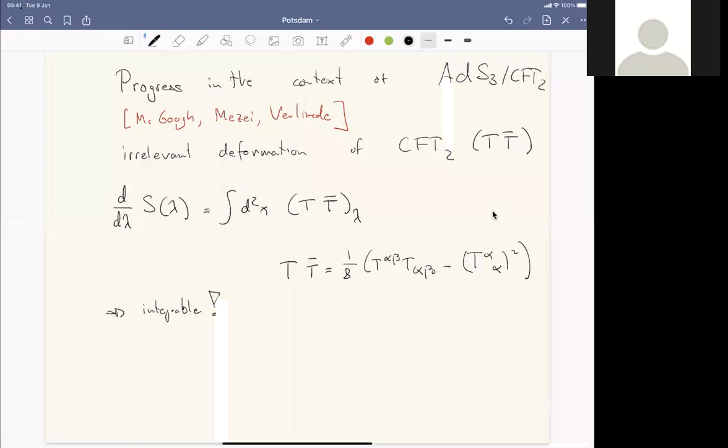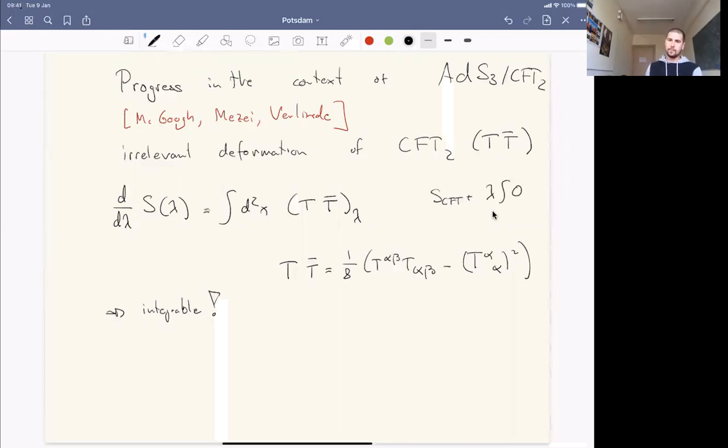I had a quick question. What is lambda here? Lambda is some parameter that you're going to deform your CFT action with. So you imagine doing something like this.